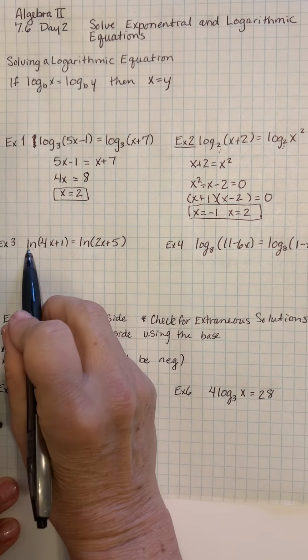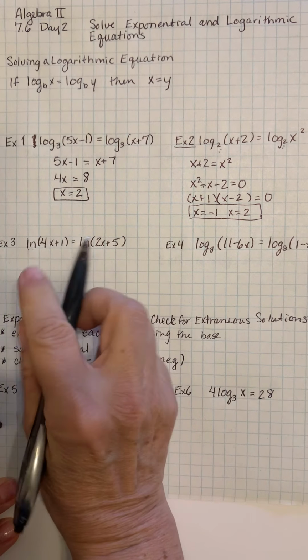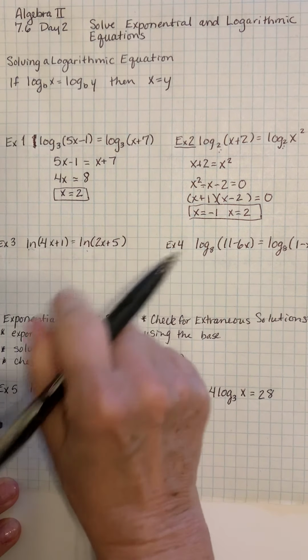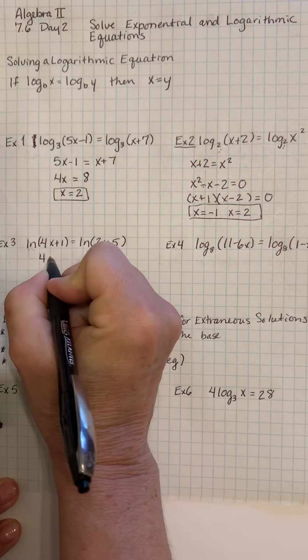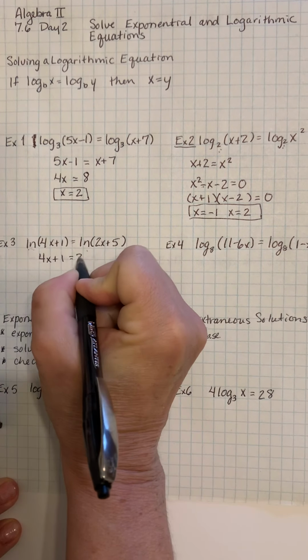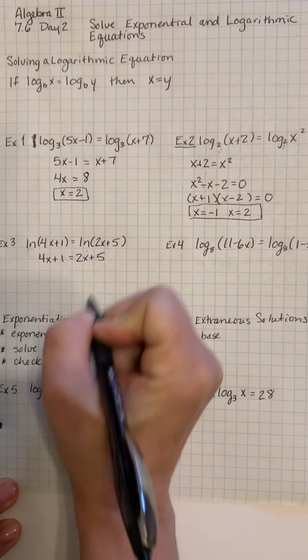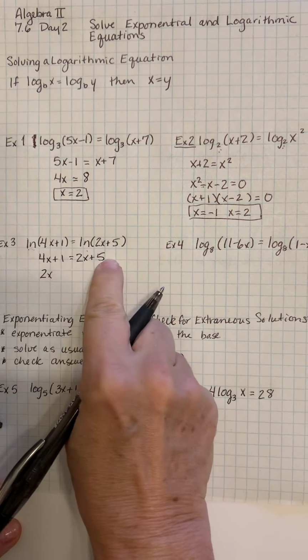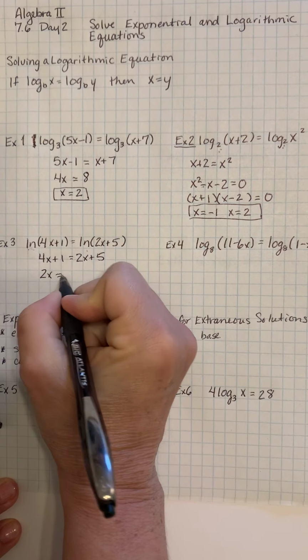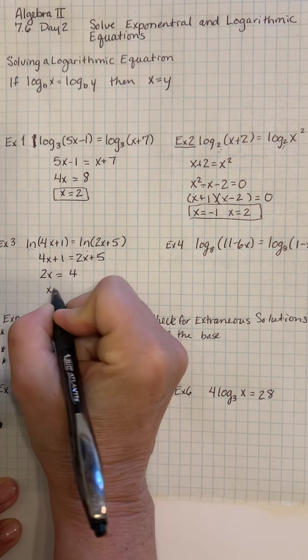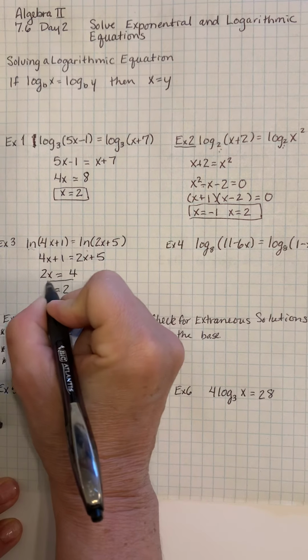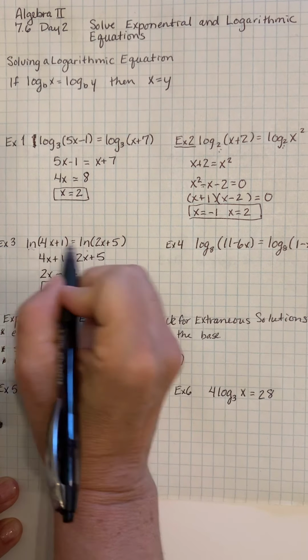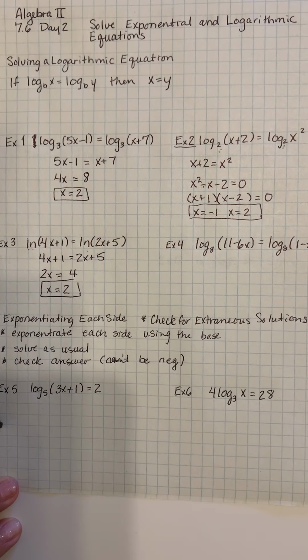This is a natural log here. This is a natural log here. Since there's one term on each side, we just set them equal to each other. Subtract 2x from both sides, and I'm going to subtract 1 from both sides. 2x is equal to 4, x equals 2. Neither one of those makes this 0 or this 0, so it works.